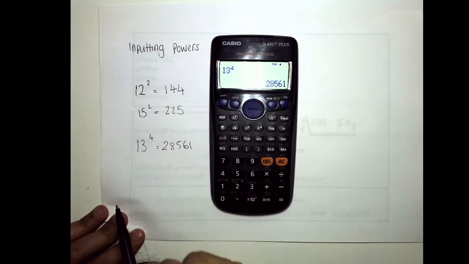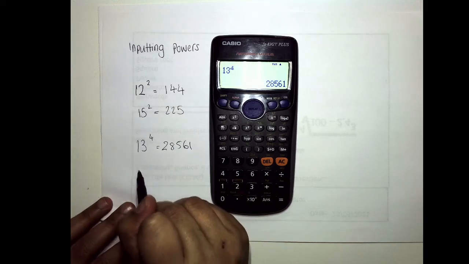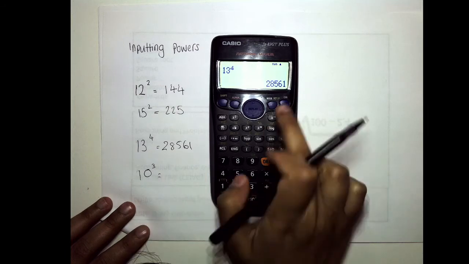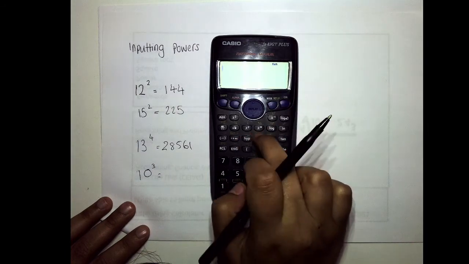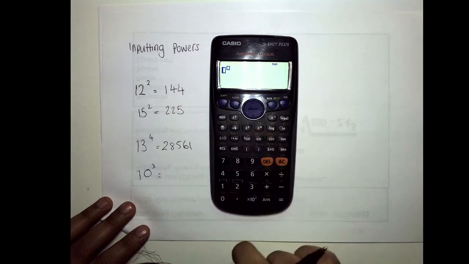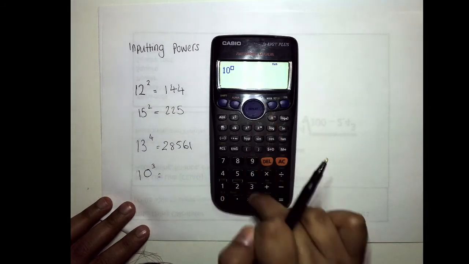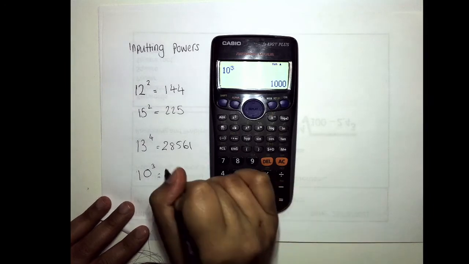Okay, and we'll just try another one. So for instance I want to know 10 to the power of 3 and what that equals. So because it's not a square, it's a different power, I'll use this x power button, click that, 10 as the number, and I want it raised to the power of 3 this time, and the answer is 1000.